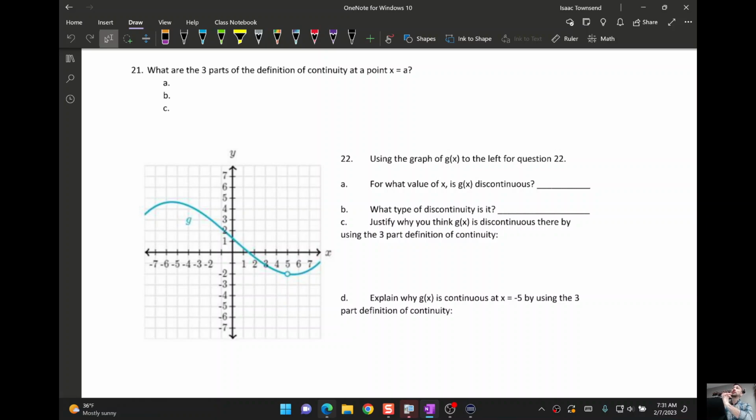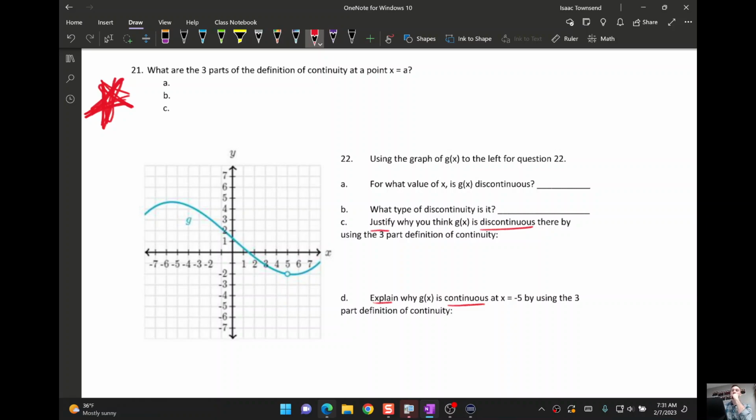So 21, make sure you know the 3-part definition of continuity. You do need to have that memorized, because if you're to justify why something is not continuous or to justify why something is continuous, you have to be using this 3-part definition. If you just try to explain it in words, it doesn't usually work out that way. Generally, you guys open yourself up to some counterexamples.